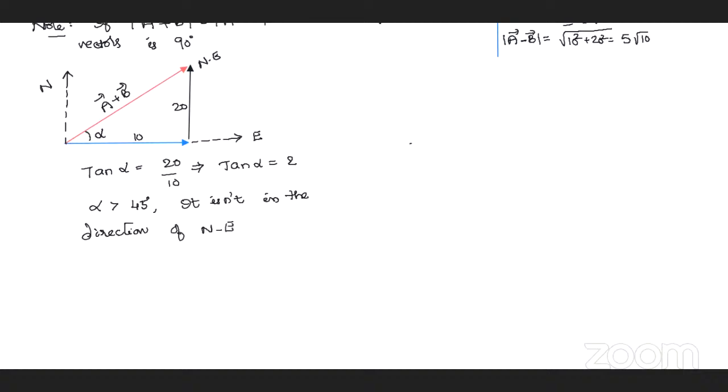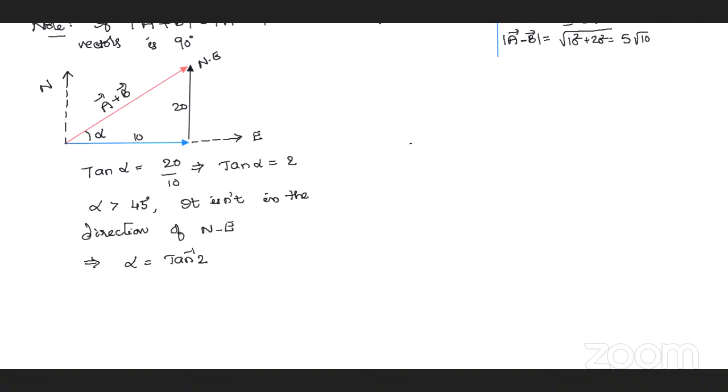Northeast means this is a corner, Nana. What we say in Telugu, Eastanyam. It is not in the direction of Eastanyam, perfectly not. Northeast. Okay. Then how to say the angle we got, alpha equals tan inverse 2?